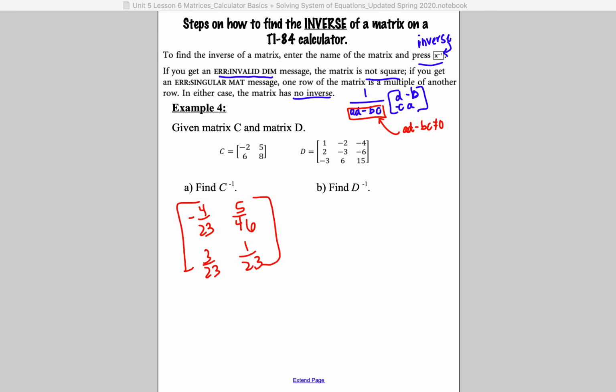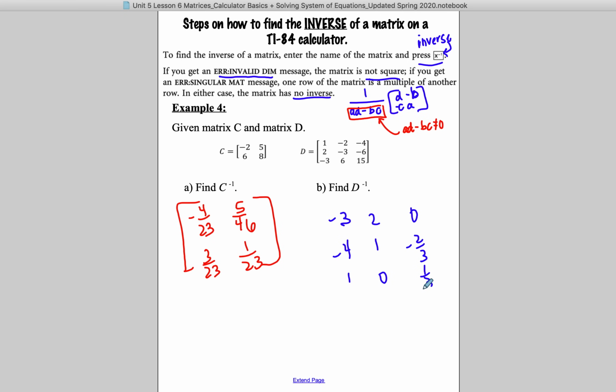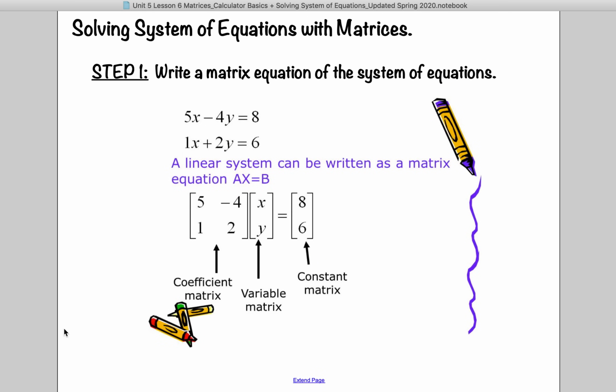So we would have -3, -4, 1, 2, 1, 0. This was -2/3 and then +1/3. So there's my inverse for matrix D. Okay, so there's that. So those are my basic operations along with finding determinant and inverse. If you have any questions about any of that, please let me know. Otherwise, we're going to go ahead and solve a system of equations with matrices.